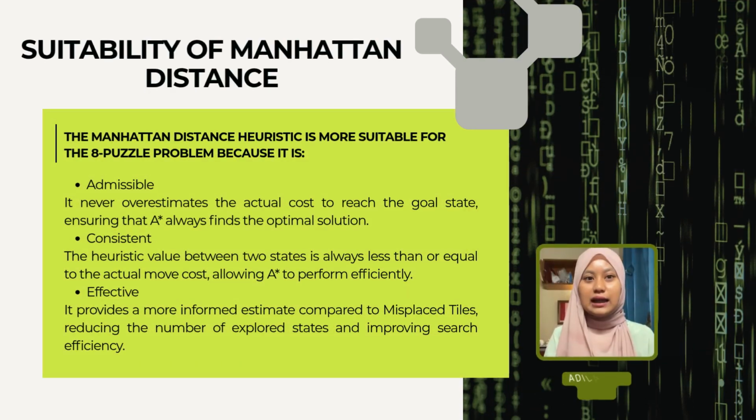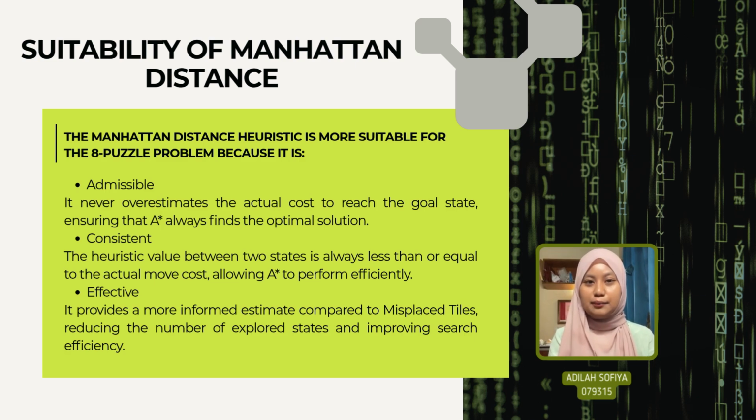The Manhattan distance is considered more suitable for the 8 puzzle problem for several reasons. First, it is admissible, meaning it never overestimates the actual cost to reach the goal state. This guarantees that A-star can find the optimal solution. Second, it is consistent because the heuristic difference between states is always less than or equal to the actual move cost. So this helps A-star to perform more efficiently.